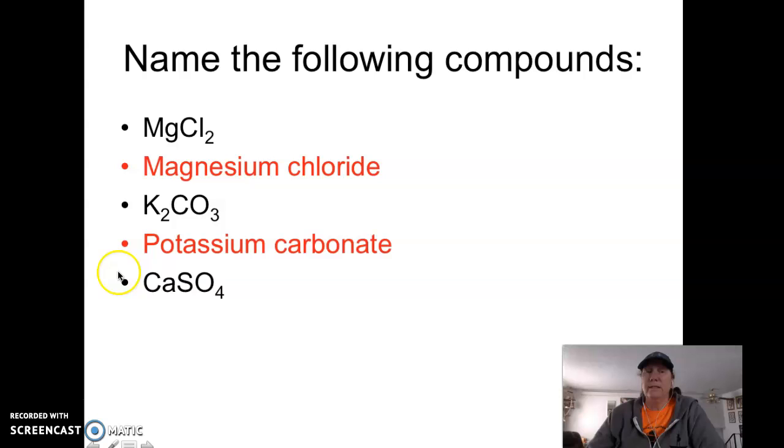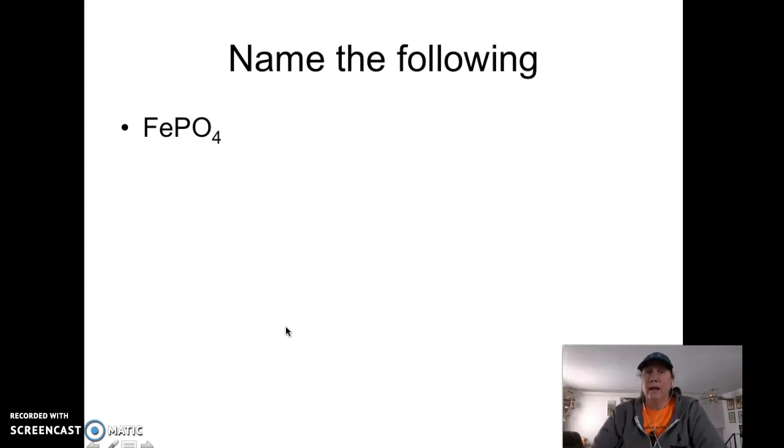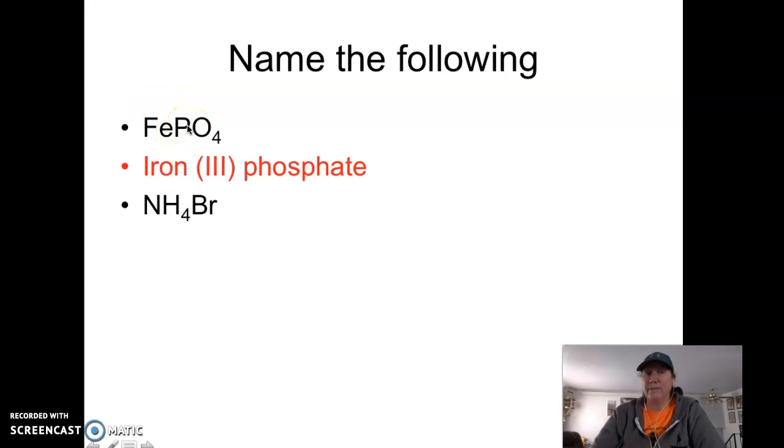Ca is calcium, SO4, polyatomic ion, sulfate. Now these ones, iron can be 2 or 3. So I have to look up which one it is. Well, if phosphate's -3, then iron must be +3. So this would be iron 3 phosphate. This one, NH4, is ammonium. Don't write nitrogen hydrogen, please. Ammonium, and then Br is brom instead of bromine, bromide.